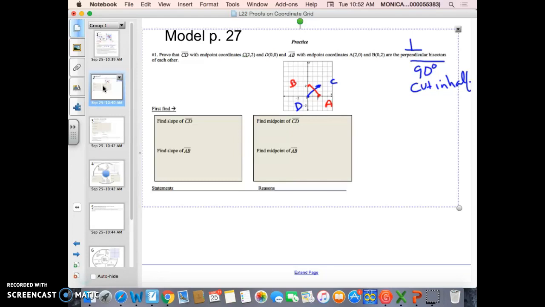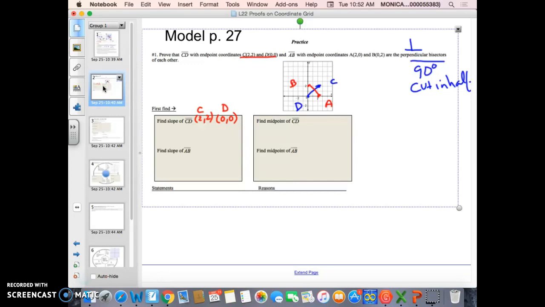All right, so the first thing we're going to do is go ahead and find the slope of CD. So let's remember that coordinates are here. I'm looking at C at 2, 2, and D is at 0, 0.